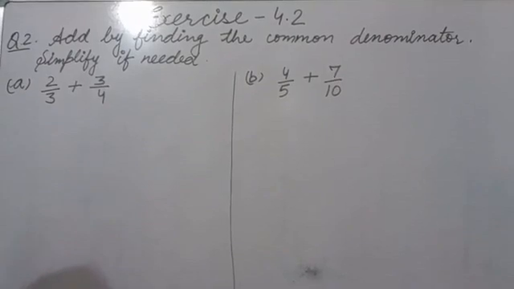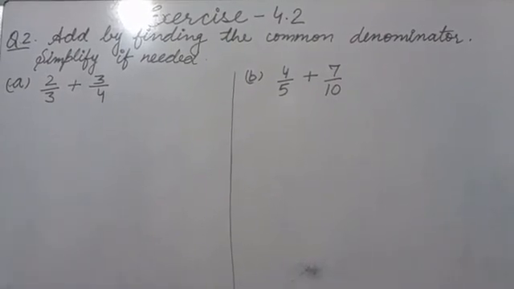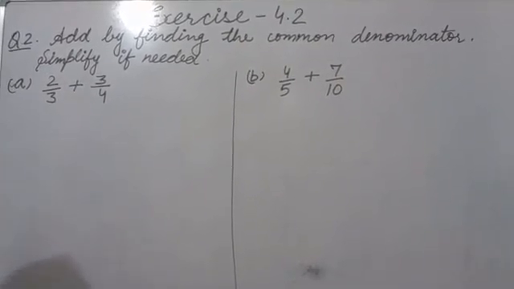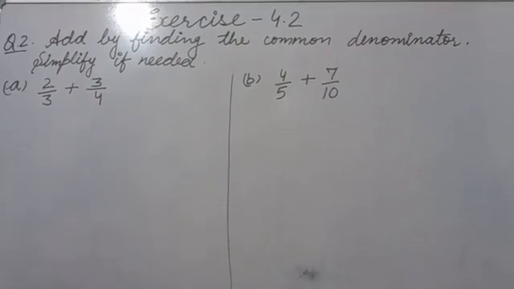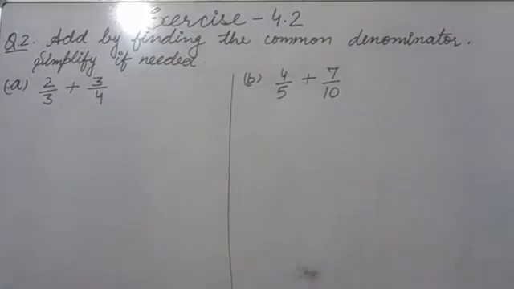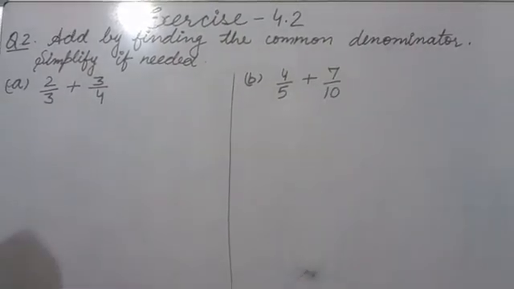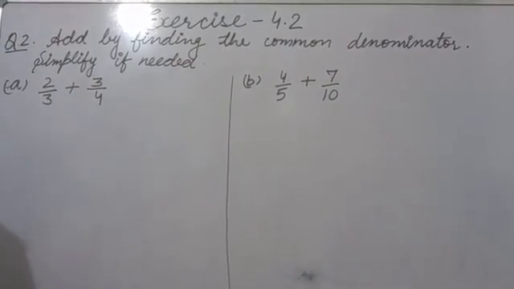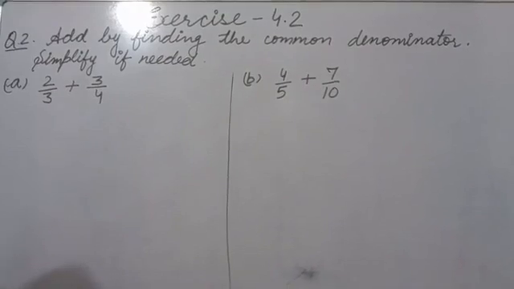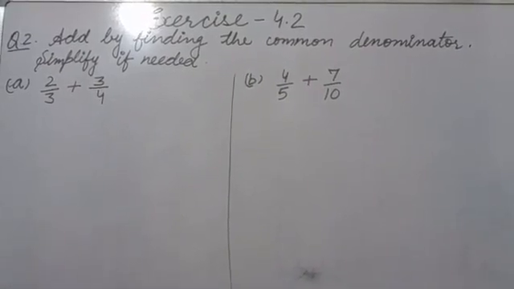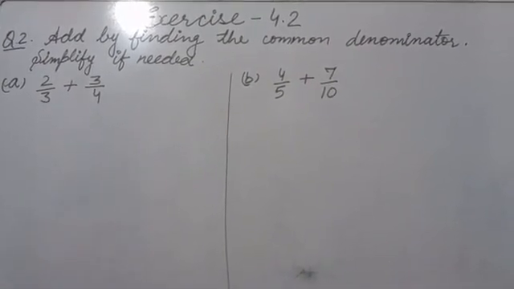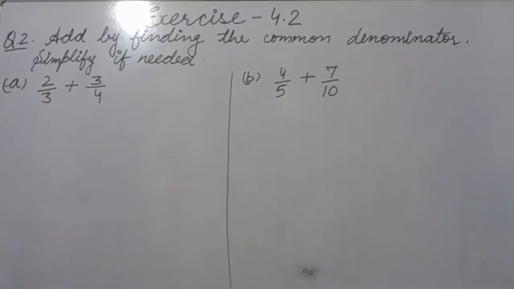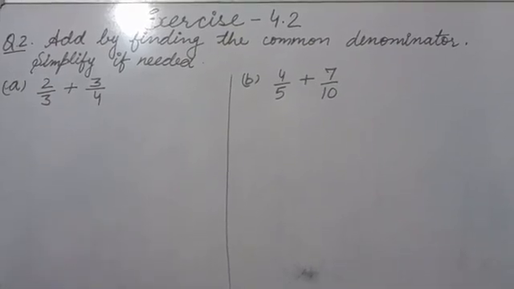Add by finding the common denominator. Simplify if needed. Firstly, as I told you in first question, you should find the common denominator, and after that, common denominator means you should find LCM of denominators because there are different denominators, and then simplify if needed. अगर ज़रूरत है तो आपको simplify भी करना है इसको. Simplify मतलब आपको reduce in lowest term.